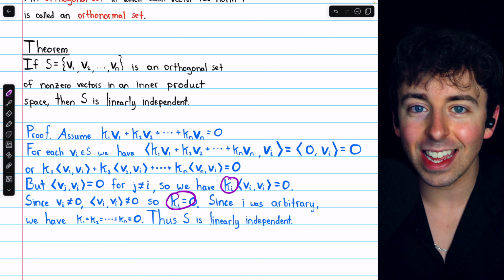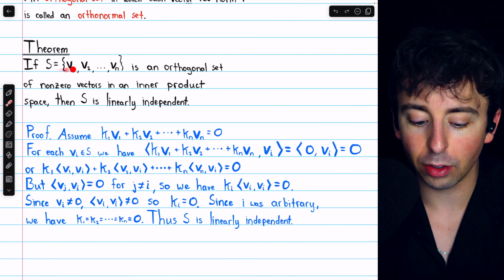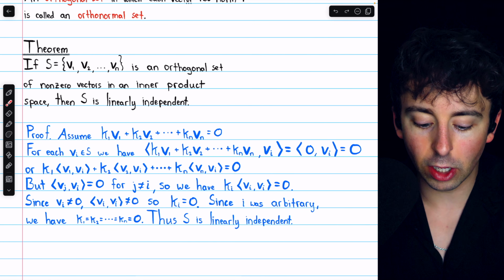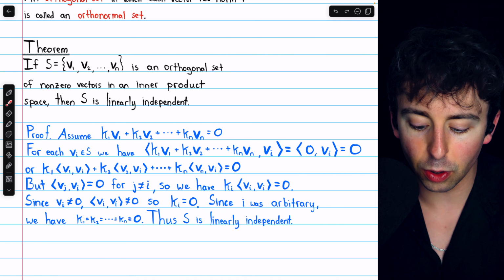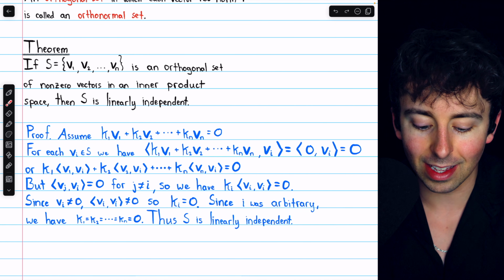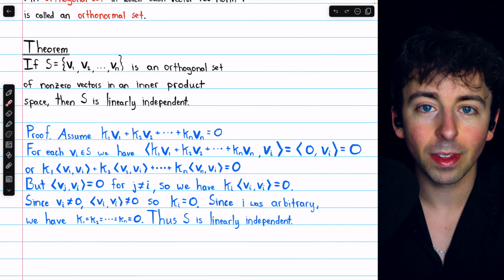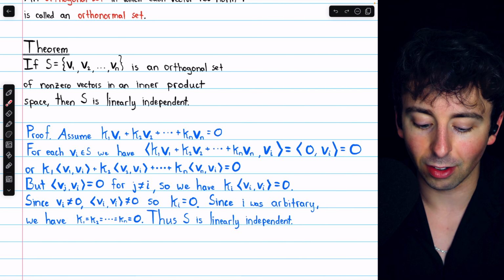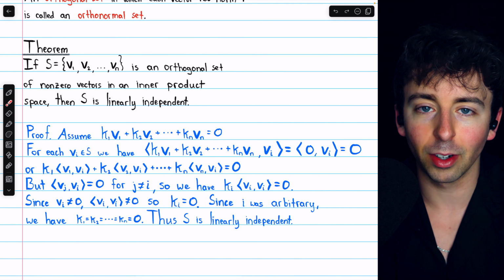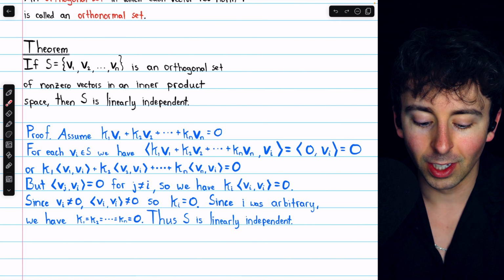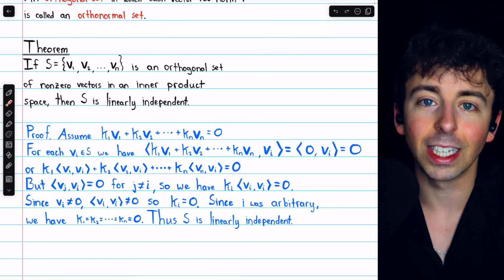But again, Vi here is arbitrary. It's just some vector from this orthogonal set. Hence, we could apply this same argument to every vector from S, and thus conclude that every coefficient in this linear combination, all of those k's, is equal to 0. Hence, the only solution to this equation is the trivial solution. The only way to combine the vectors from an orthogonal set in such a way that they cancel out is to just multiply them all by 0. And so, indeed, S is linearly independent.